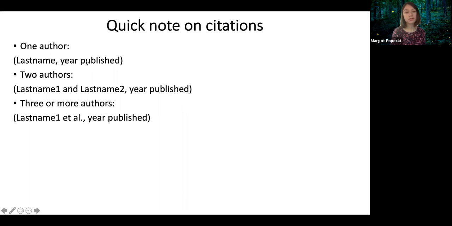published. If there are two authors on the paper, then you will use the first author's last name and then the second author's last name, and then the year published. If there are 3 or more authors, you will just say the first author's last name, and then et al., with a period and a comma, and then the year published. Et al. is Latin for and others.